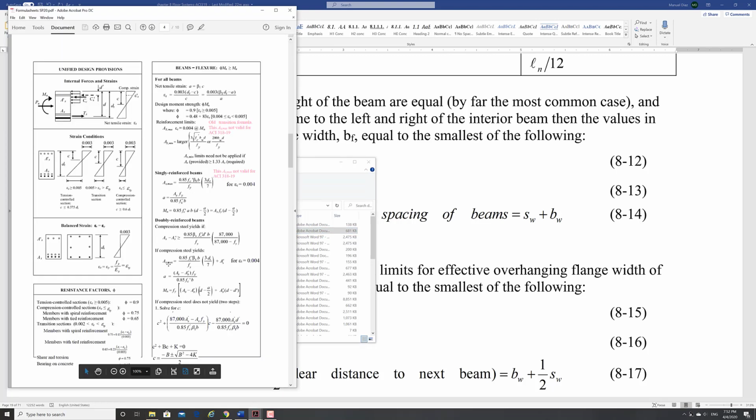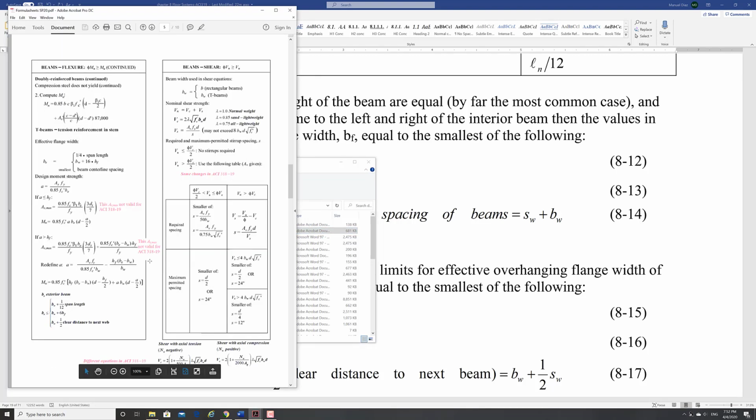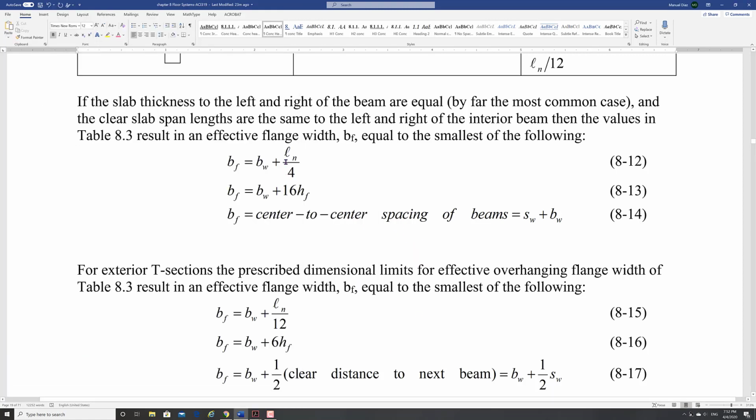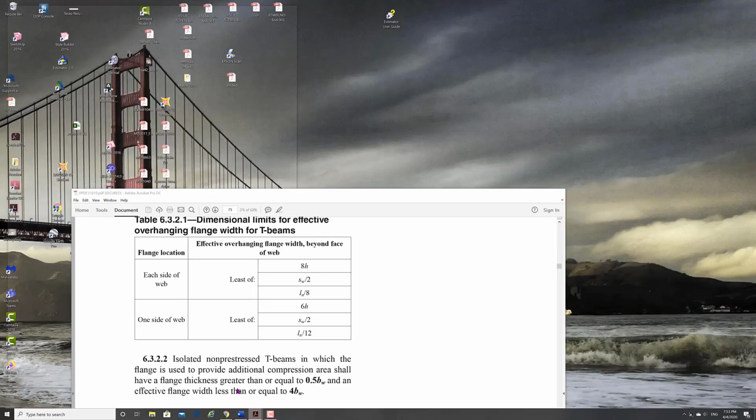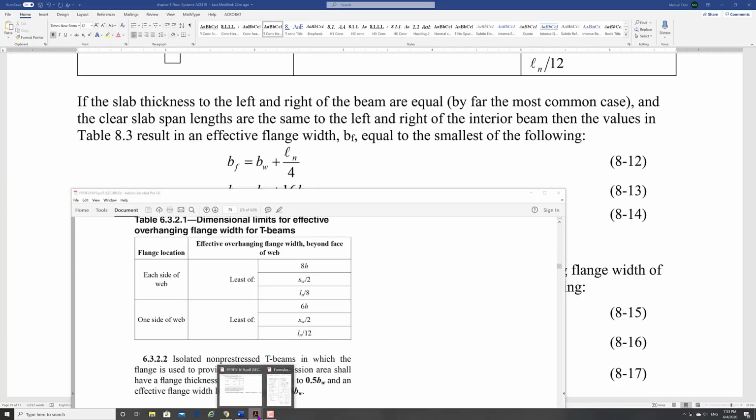Okay, so here we have, right? And here are the values given for your T-beam. So notice that these values are here. These are the three values that I'm showing you here. Okay. So these are the two values. Oops, no, that's not what I want.